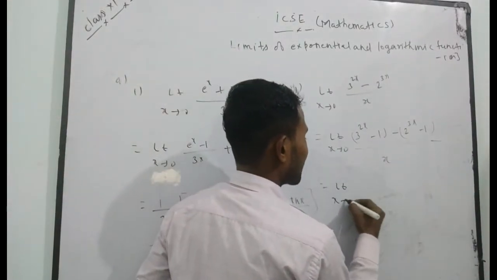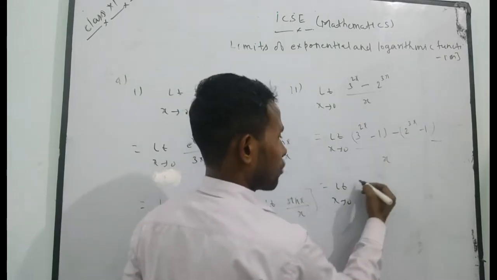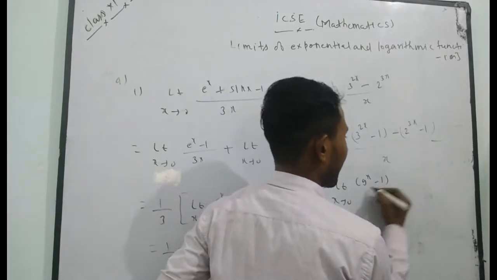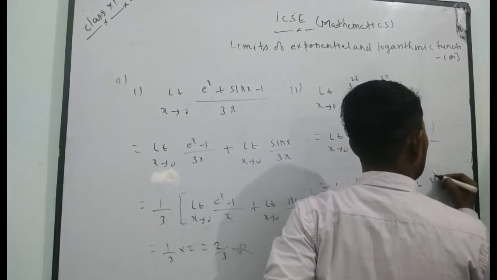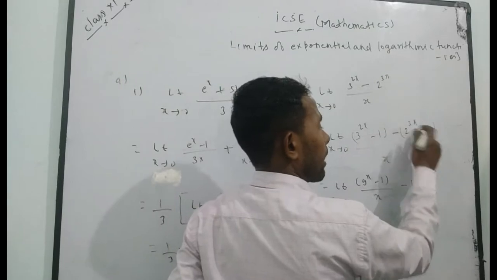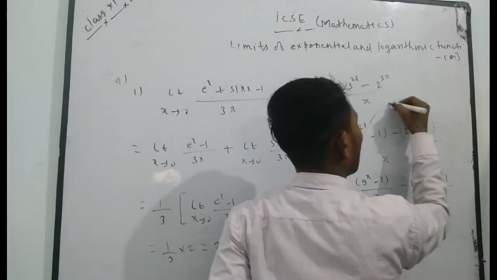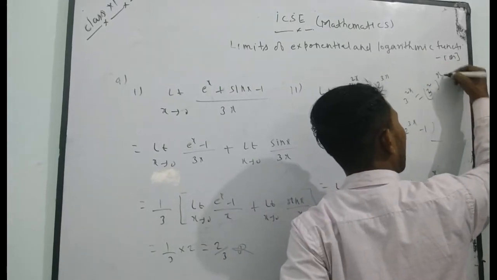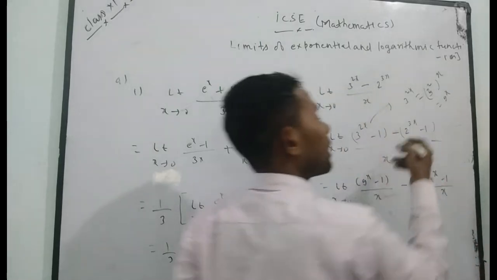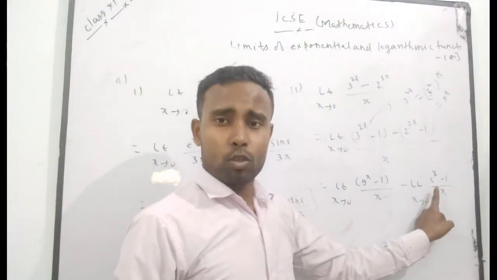Now, limit x tends to 0, can you write it? 3 to the power 2x, can you write it as 9 to the power x minus 1 divided by x, minus limit x tends to 0, 2 to the power 3x, that means 8 to the power x minus 1 divided by x. How can you write? Because 3 to the power 2x can be written as 3 whole square to the power x, which will be 9 to the power x. Similarly, 2 to the power 3x, you can write as 8 to the power x.